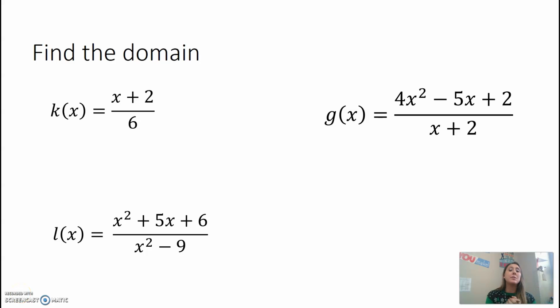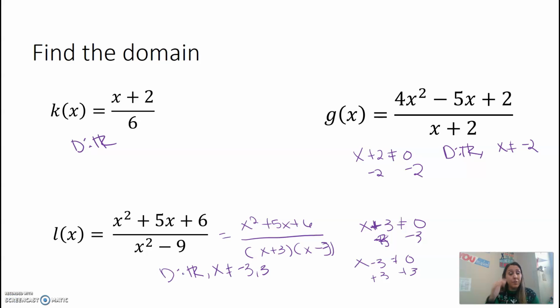Hey functions. Okay, so this was the warm-up that we started with today. So go ahead and find the domain for all of these rational functions. Make sure when you're doing domain, you're thinking about just what are the possible x values, and then where will this function be undefined. So go ahead and hit pause and complete those.